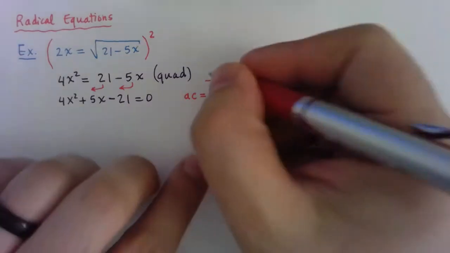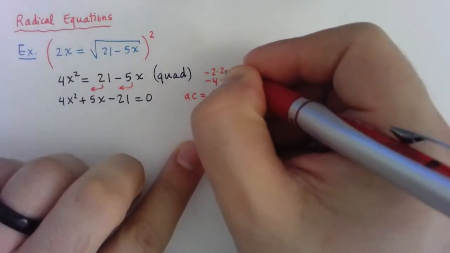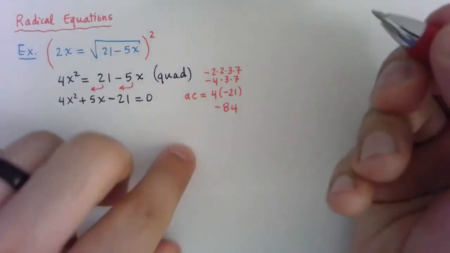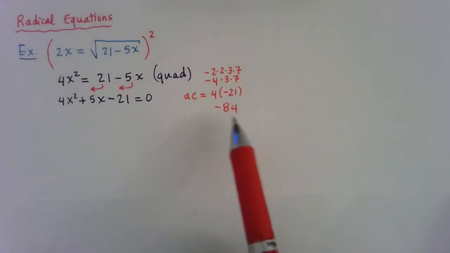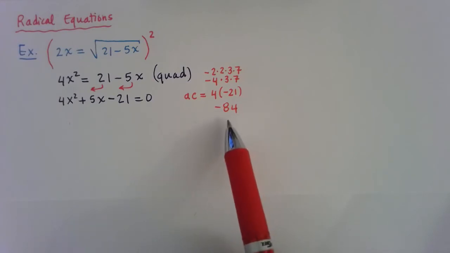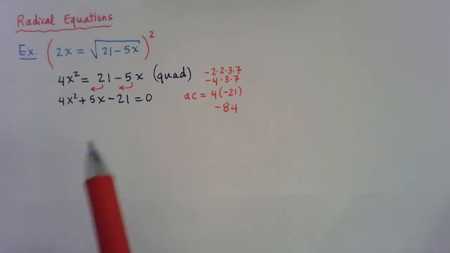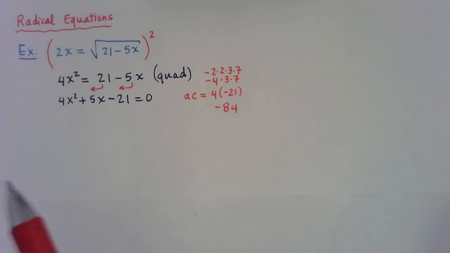You can go further. It's like negative 2 times 2 times 3 times 7, if you want to factor more. But it's going to be trial and error. You'll try to find two numbers whose product is negative 84 and whose sum is 5. You may just check them. You can just list them.